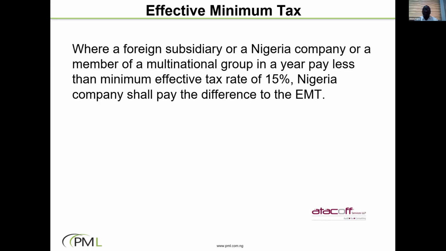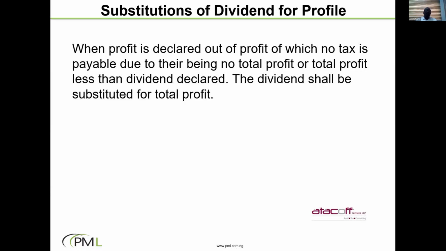This is a new provision, and I think for multinationals, this may be a major impact, such that no matter the tax planning you do, if the tax you are paying to government, by the time they add your CIT and your development levy, is less than 15% of your profit, you would need to pay the differential to the government, because you must have a minimum effective tax rate of 15%. So you cannot over-plan. No matter how good your tax planning is, you will still pay a minimum of 15% to government.